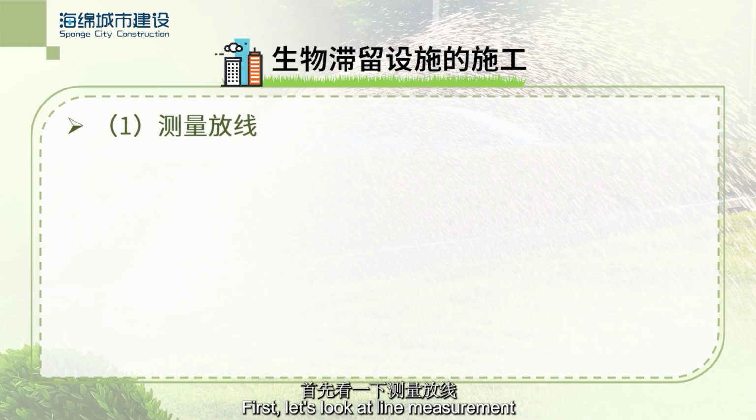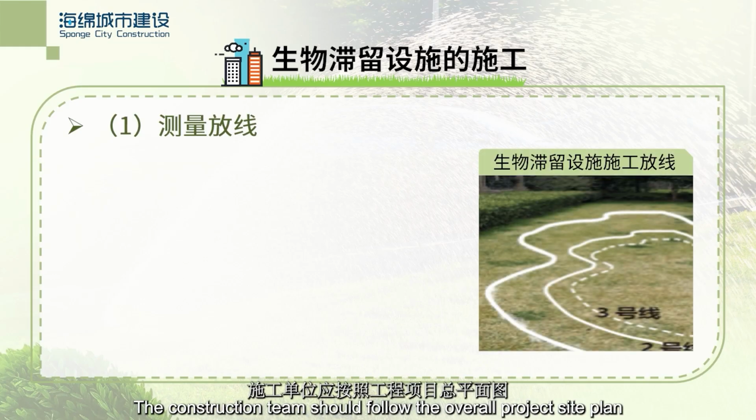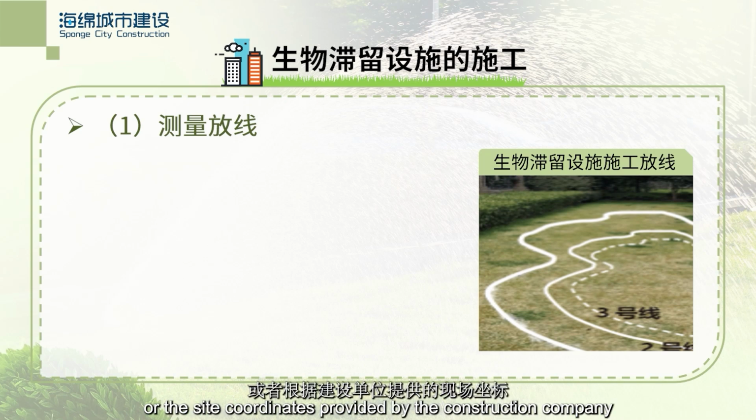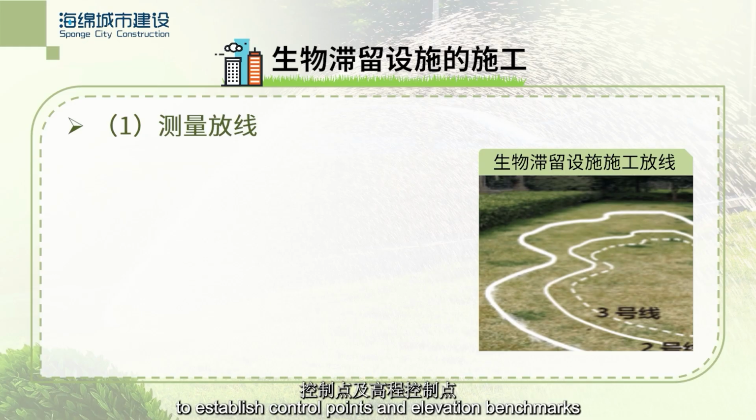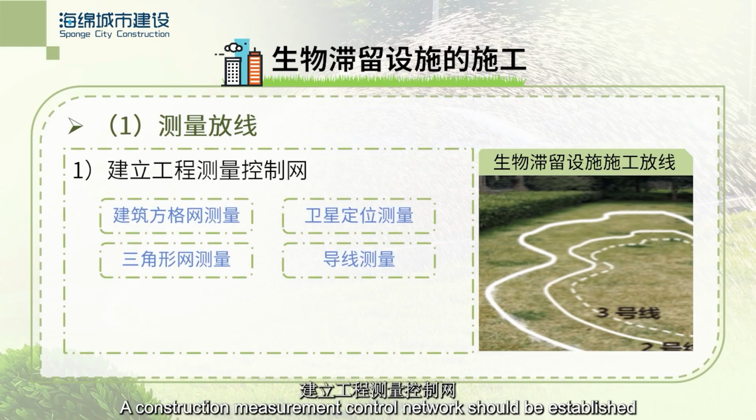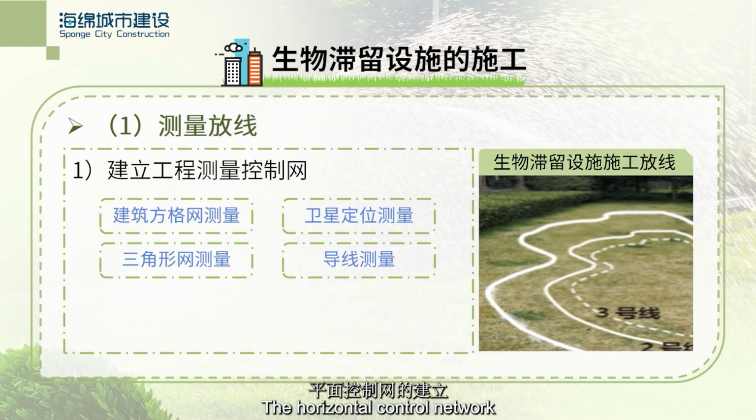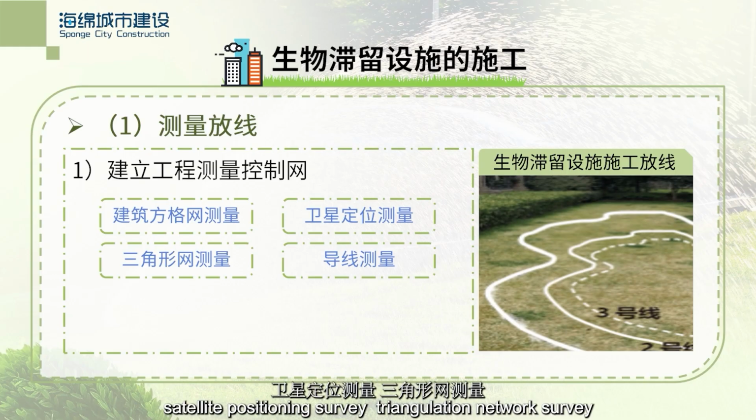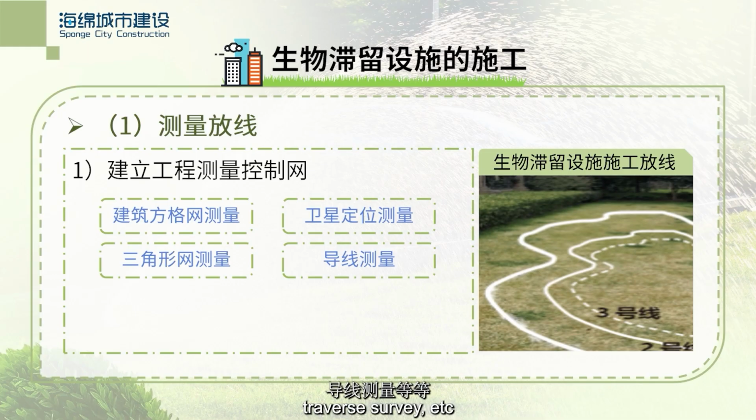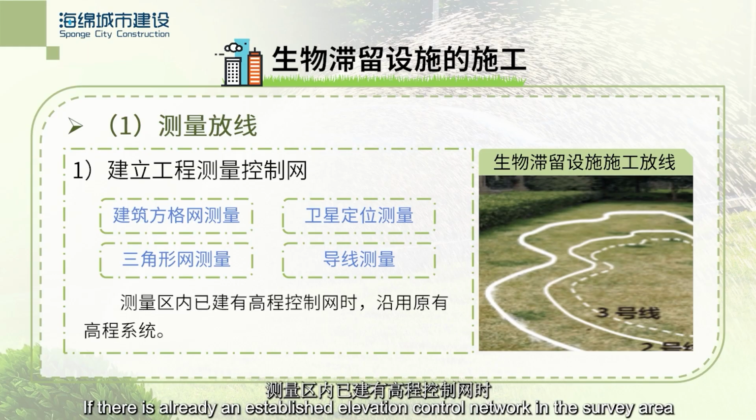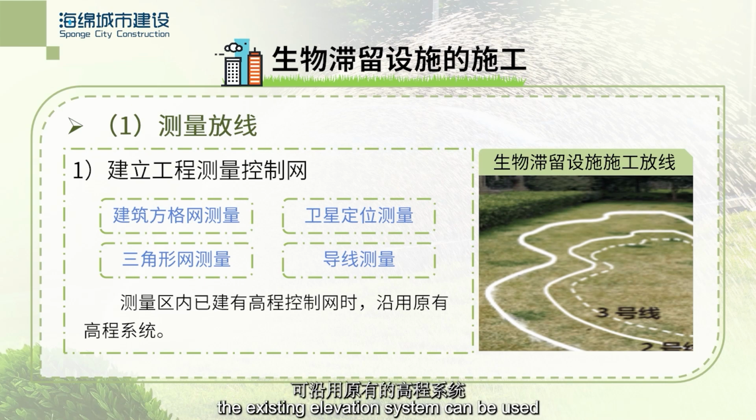First, let's look at line measurement. The construction team should follow the overall project site plan or the site coordinates provided by the construction company to establish control points and elevation benchmarks. A construction measurement control network should be established. The horizontal control network can be established using a building grid survey, satellite positioning survey, triangulation network survey, traverse survey, etc. If there is already an established elevation control network in the survey area, the existing elevation system can be used.